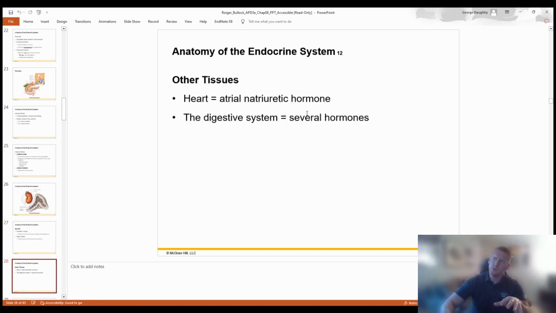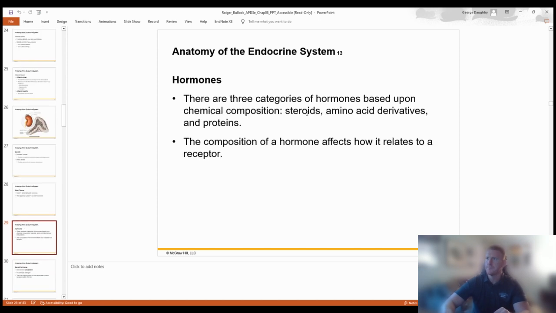Okay, and other tissues that you do need to be familiar with. The heart has some atrial natriuretic hormone that's sometimes responsible for maintaining the depolarization rate and some of the cardiac rhythm. And the digestive system does have several hormones as well. So don't discount that the endocrine system is not limited to the HPA axis, the thyroid, and the gonads. There are some endocrine glands in other systems as well.